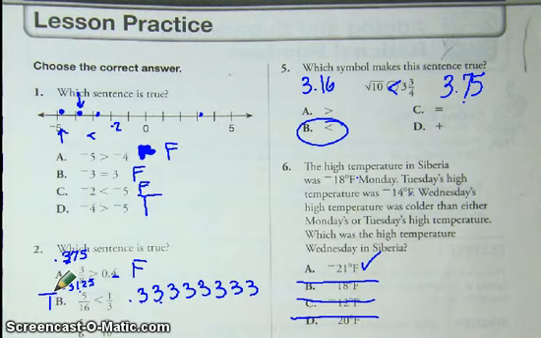C: 5/6 is equal to 9/10. If you look here, check your cross products. 5 times 10 is 50. 9 times 6 is 54. Cross products are not equal, so therefore it's not equal there.